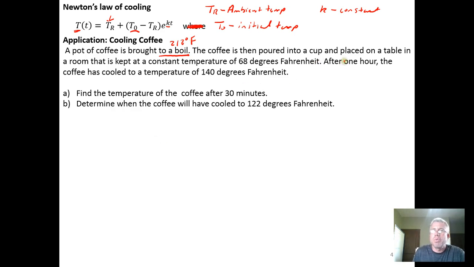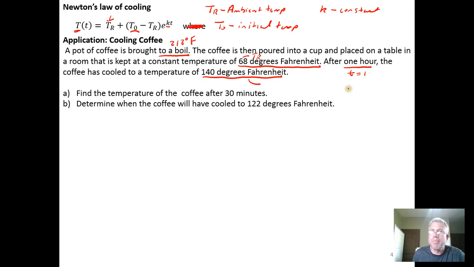The coffee is then poured into a cup and placed on a table in a room that is kept at a constant temperature of 68 degrees Fahrenheit. So this room is going to start to cool the coffee down. So this is our T sub r, our ambient temperature. After 1 hour, the coffee has cooled to a temperature of 140 degrees Fahrenheit. So the coffee's cooling, so that makes the room our ambient temperature.